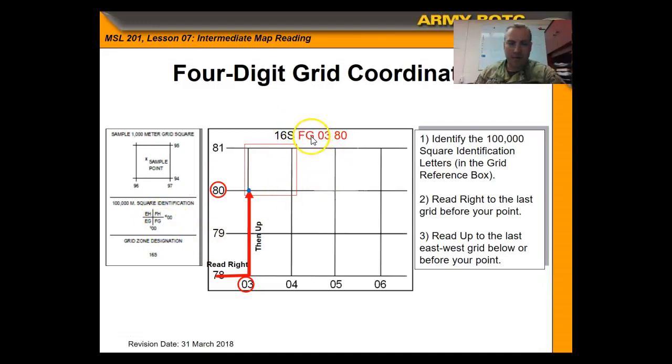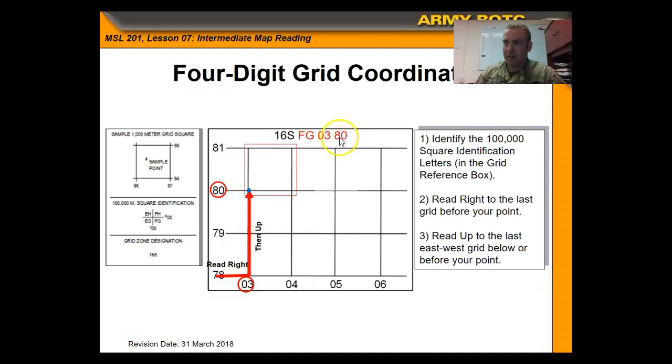Once you've done that, you read right to the last grid before your point. So for this one, the first number 03 is going to be the numbers that you're going to look for down here on the bottom of the map. Okay, so your north-south lines. The first two numbers will always be your north-south lines.